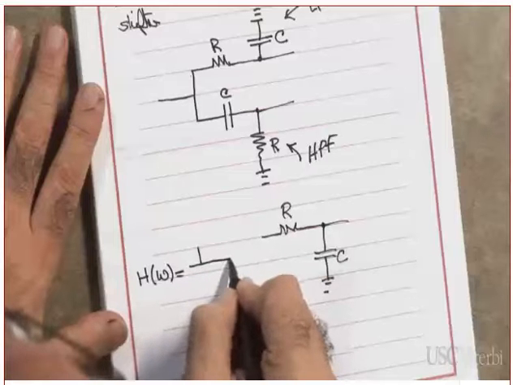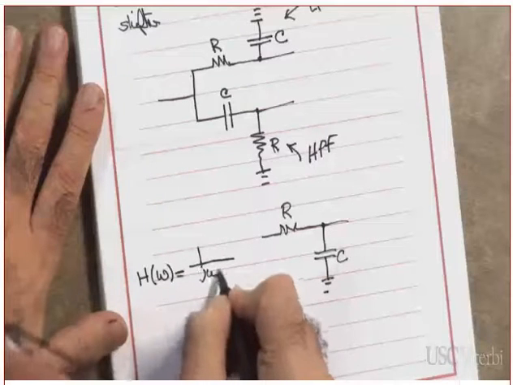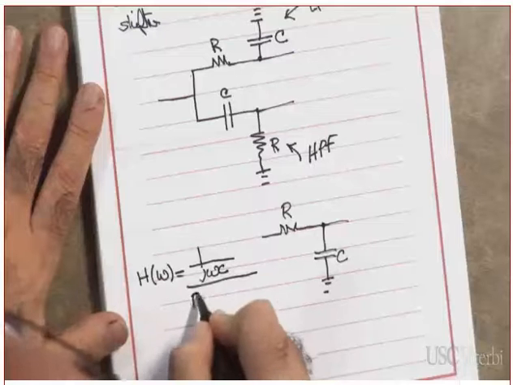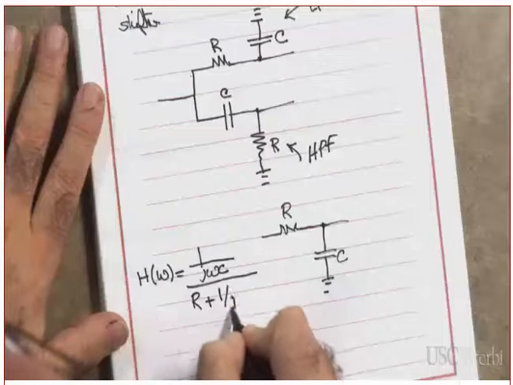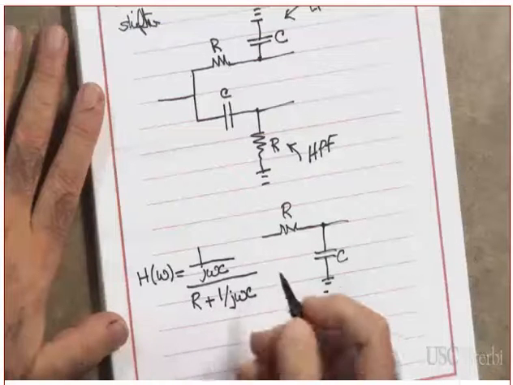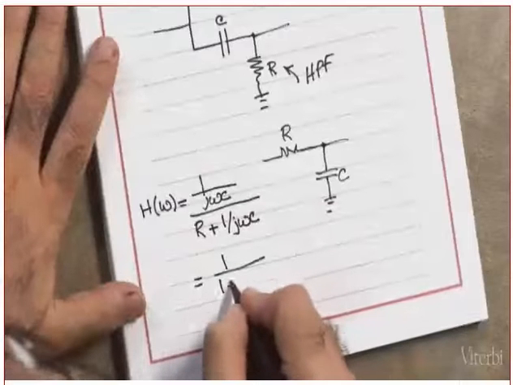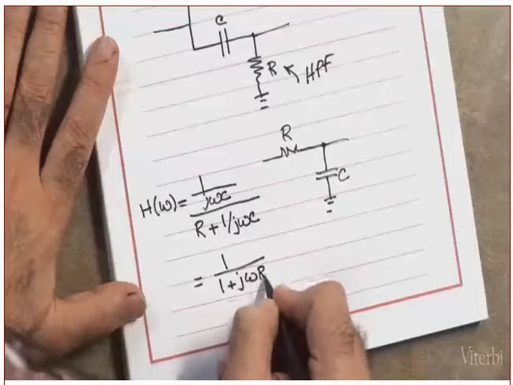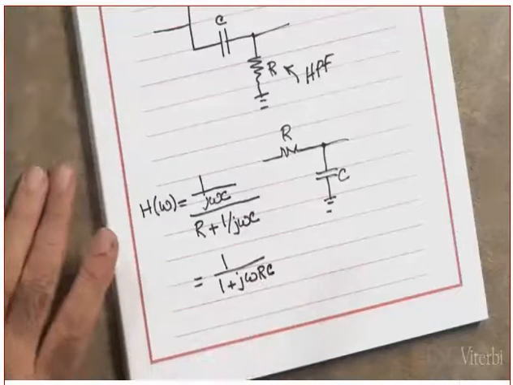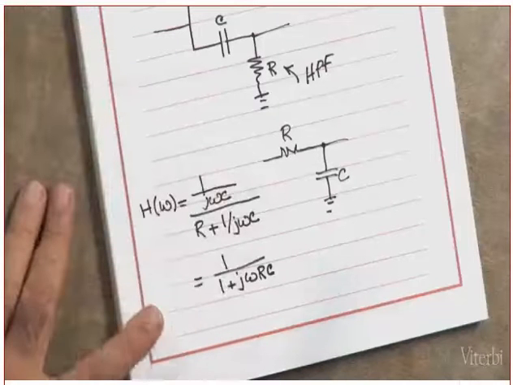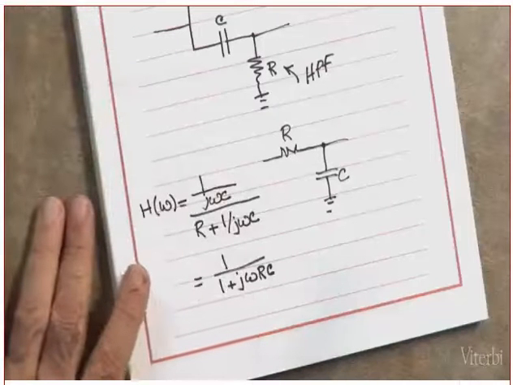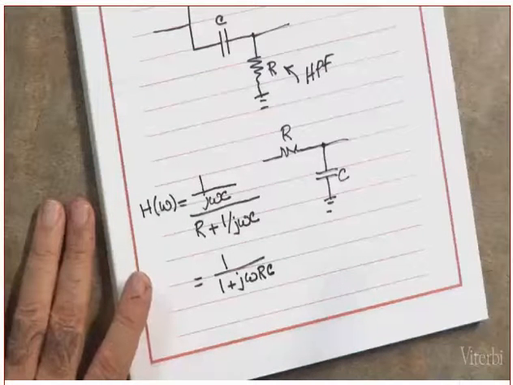H of omega is 1 over j omega C divided by R plus 1 over j omega C, which is 1 over 1 plus j omega RC. You agree with me on that? Yes or no? Okay, question. Can I sketch it directly, or do I need to break it into magnitude and phase? I need to break it into magnitude and phase.